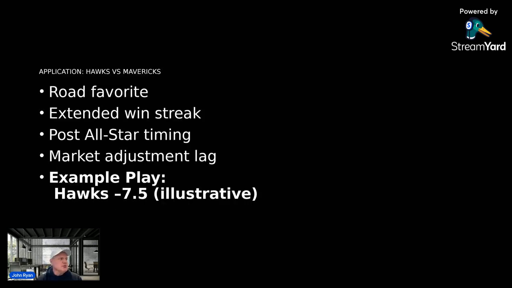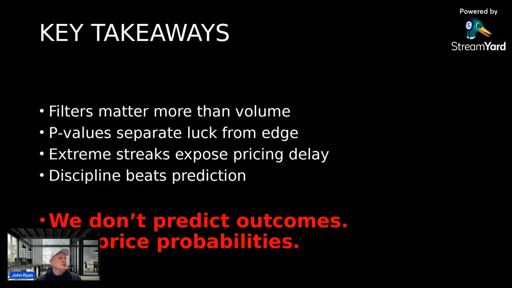So now that I've put everybody to sleep, we're going to summarize this whole thing real quick. Road favorites: extended win streak, post All-Star timing, market adjustment lag due to the win streak, and we have a sample play for tonight on the Hawks -7.5. So the key takeaways: the filters matter more than the volume of bets. P-values separate luck from gut feelings. The extreme streaks expose pricing delay in the market. The public isn't catching up, and the books aren't catching up either, because the public is not recognizing the true value of what the Atlanta Hawks are doing right now.